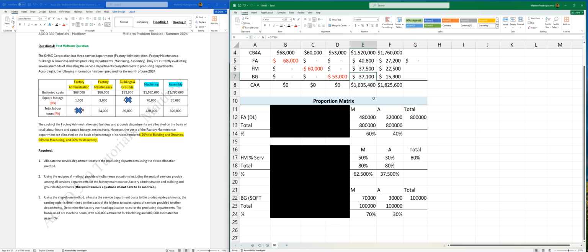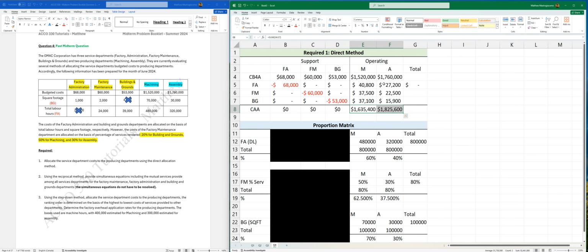And now, guys, just like that, 37,100, 5,900, you have now done your cost after allocation for the direct method, and you build your whole cost allocation board, okay? So allocate service department costs, production department uses direct allocation method. Required one is done. Okay, we're starting off with 100%.